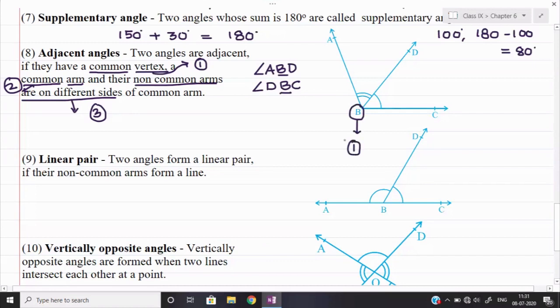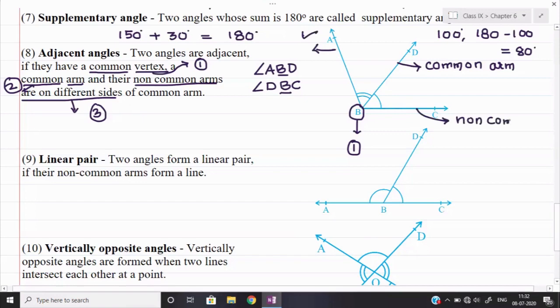Similarly, the second condition they are saying here: they should have a common arm, means one common side they should have. So observe the side BD. Side BD is in both angles. This is your common arm. So we can say yes, here also we got the common arm. And the third thing, the non-common arm. Who are the non-common arms? The non-common arms are AB, and BC.